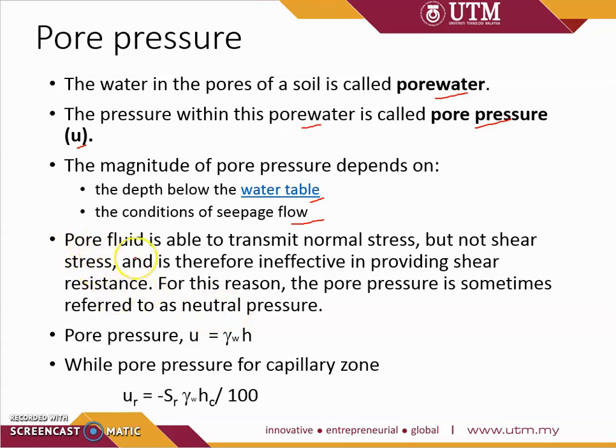Pore fluid is able to transmit normal stress but not shear stress, therefore it is ineffective in providing shear resistance. So if we have water, sometimes the soil becomes weaker, not a strong soil. For this reason, pore pressure is sometimes referred to as a neutral pressure. Okay, how to calculate the pore pressure? Pore pressure can be calculated as gamma water times the height of the water.